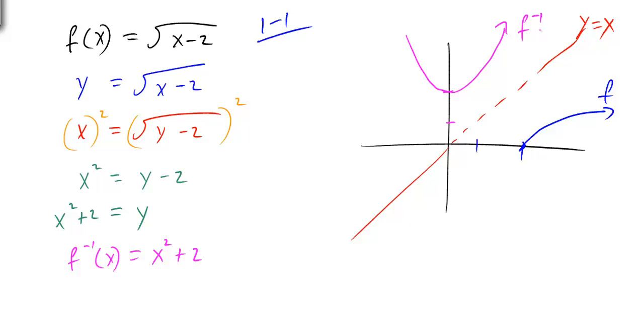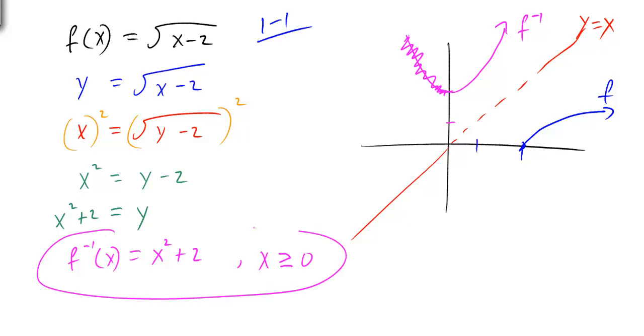Well, we have to realize this inverse function we found, x squared plus 2, we really need to eliminate this part of the graph. And how can we do that? Well, that means down here we must restrict our domain and say that our x values must be greater than or equal to 0. Okay, and why do we have to do that?